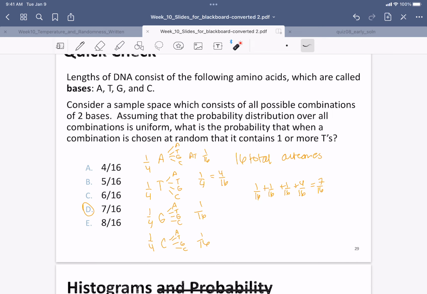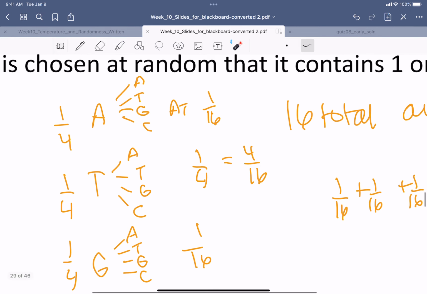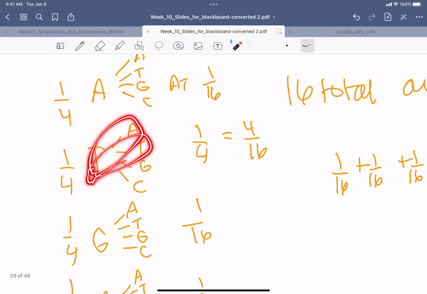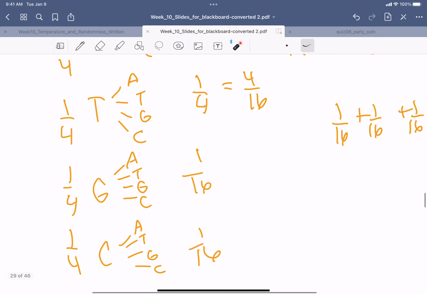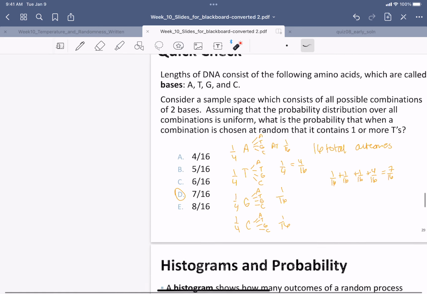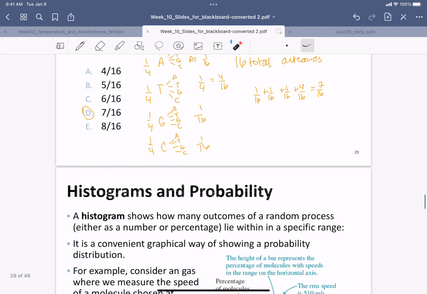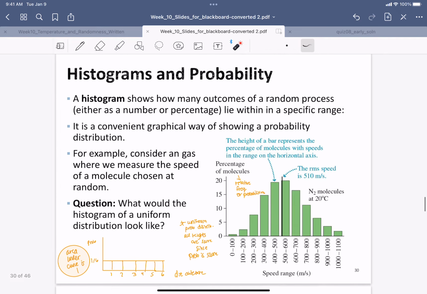I'm looking for how many outcomes contain 1 or more T's, right? So this would have 1 T, this would have 2 T's, for example. So then I'd have to go through and say, okay, here's an outcome that's favorable. Here's another one, here's another one, here's another one, because they all have 1 or more T's. Here's another one, there's another one. I'd add all those up. I have 7 out of 16, for example, right?